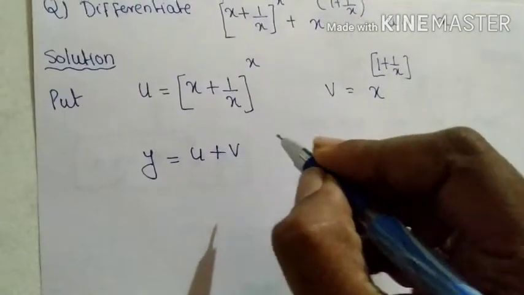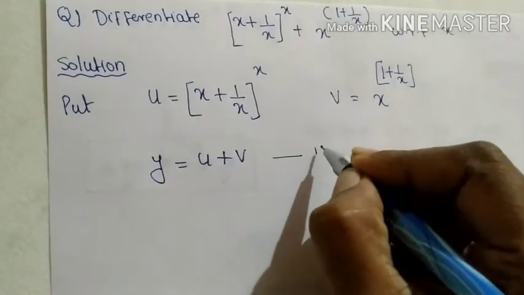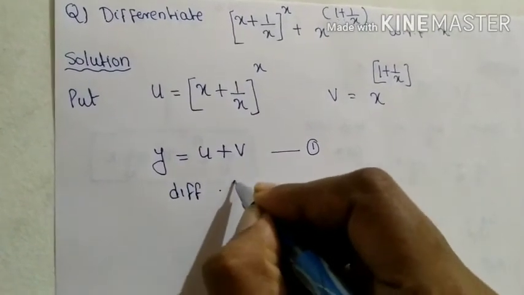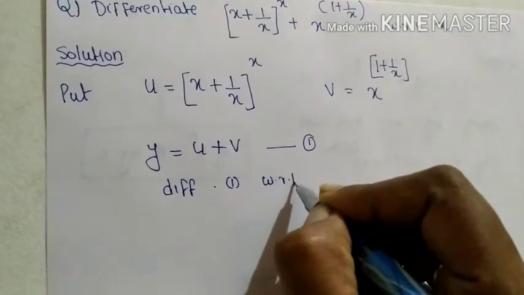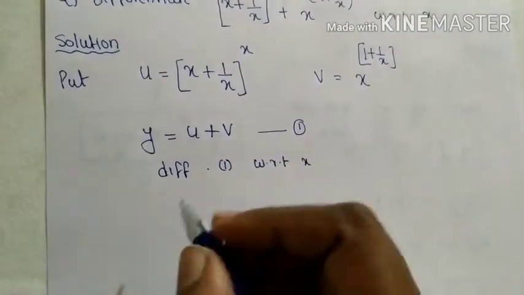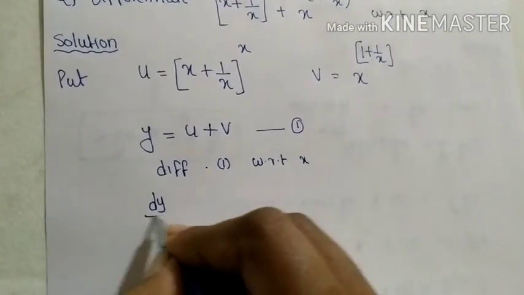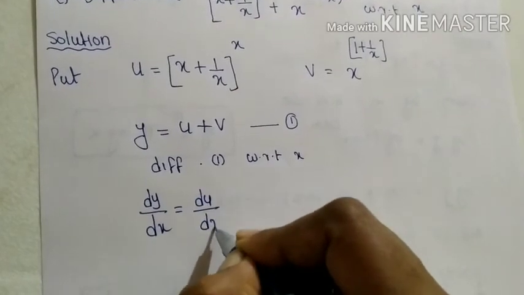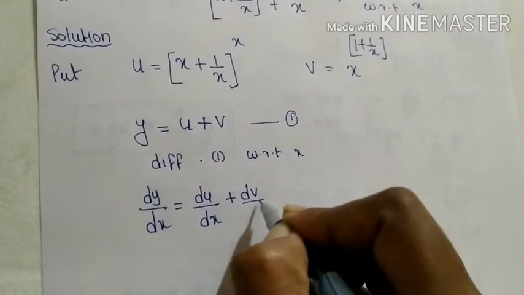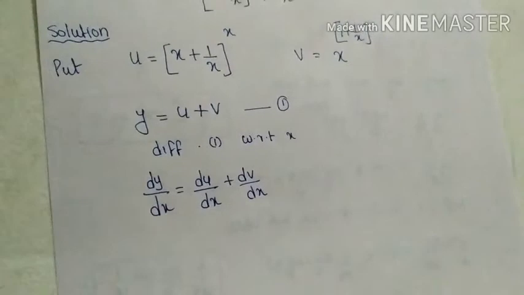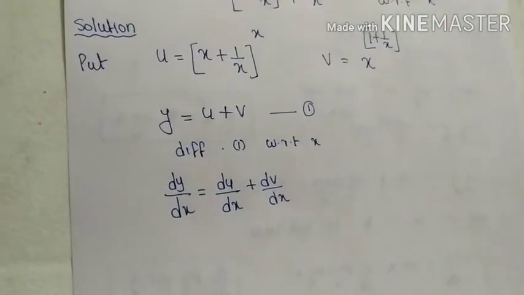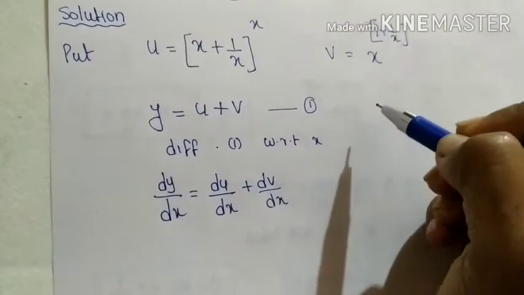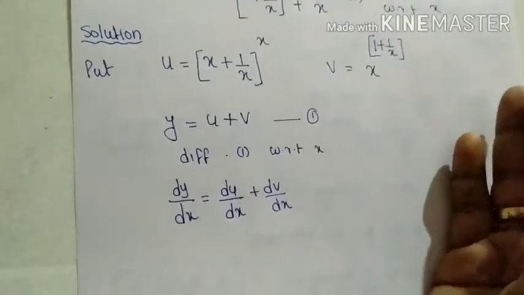For differentiating, let us name it as equation number 1. Differentiate equation number 1 with respect to x. On both sides we get dy by dx equal to du by dx plus dv by dx. Okay, so I am going to calculate du by dx and dv by dx separately.